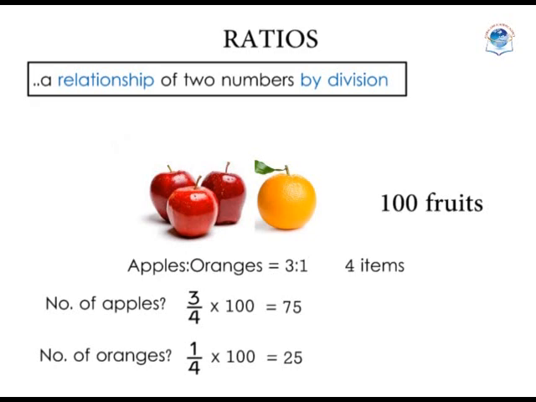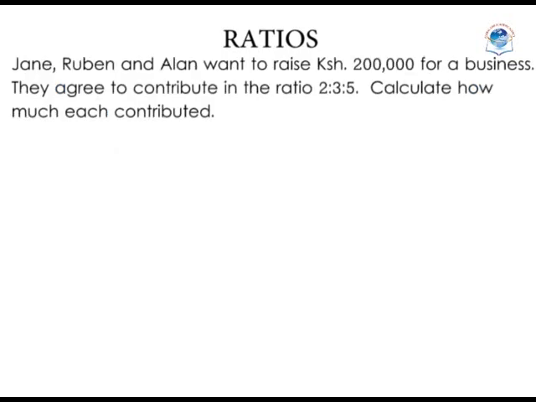Let's take an example. Jen, Ruben, and Alan want to raise $200,000 for a business. They agree to contribute in the ratio 2 to 3 to 5. Calculate how much each one of them contributed.